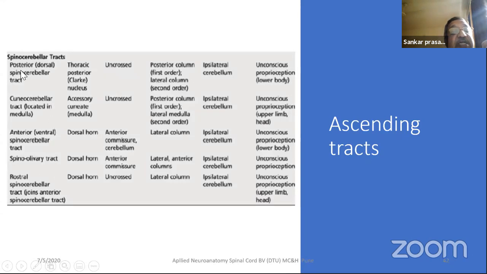There is a posterior spinocerebellar tract, the cuneocerebellar tract, and the anterior spinocerebellar tract; one is connecting from the lower limb and the other from the upper limb. These are also uncrossed, but they cross towards the end and reach the cerebellum on the ipsilateral side. The other is the rostral spinocerebellar tract, which joins the anterior spinocerebellar tract. This is unconscious proprioception, which is mediated by these spinocerebellar tracts functioning through the Clarke's column nuclei, conveying information from the body to the cerebellum.